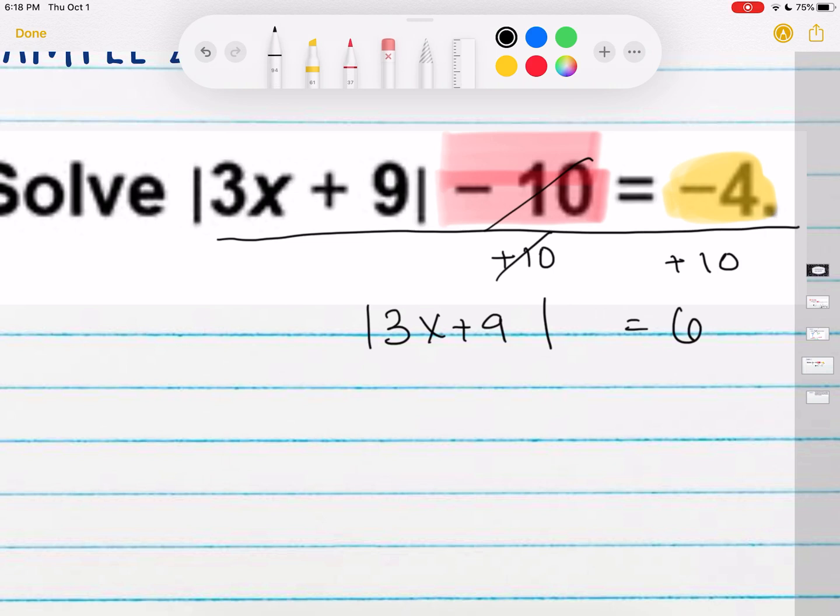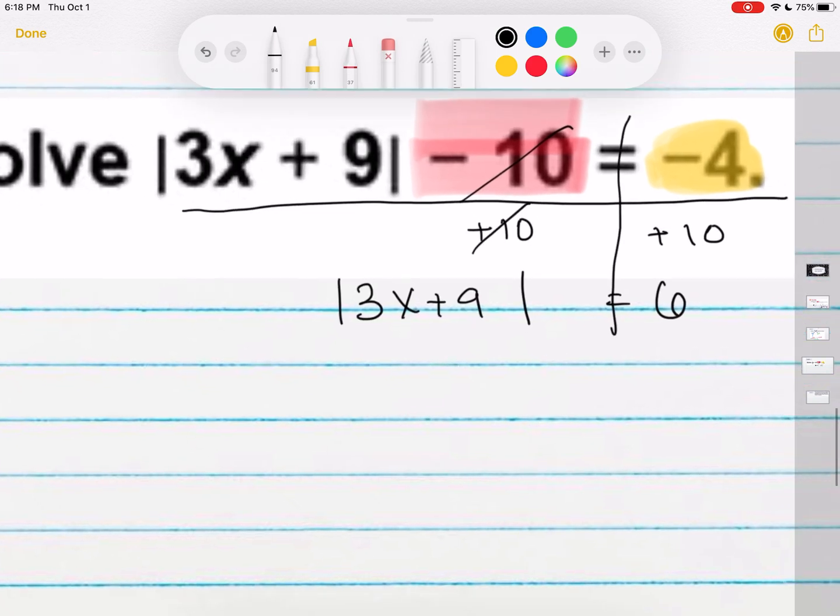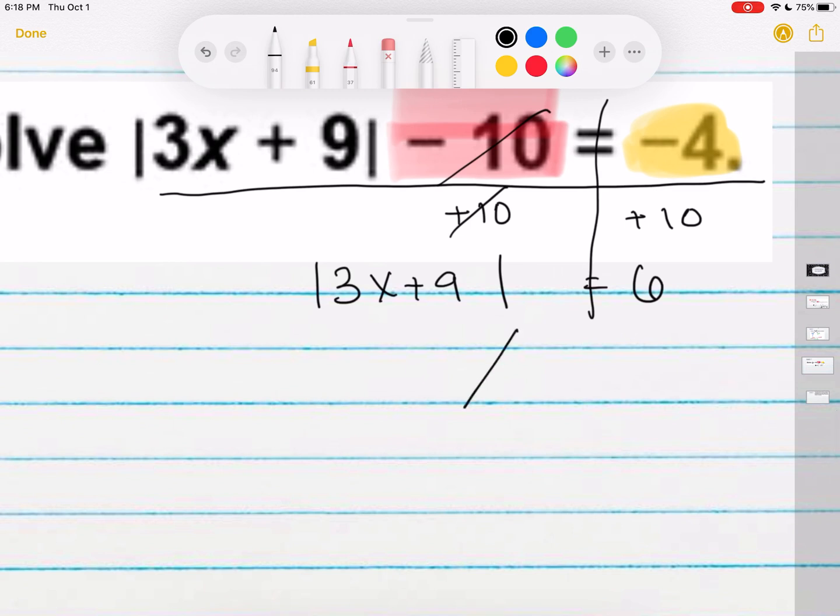Whoops, I did not mean to erase that whole line. There's the line. Now, since it's an absolute value equals, I can break 3x plus 9 free from its prison cell and write this as 3x plus 9 equals, well, 6, and 3x plus 9 equals negative 6.